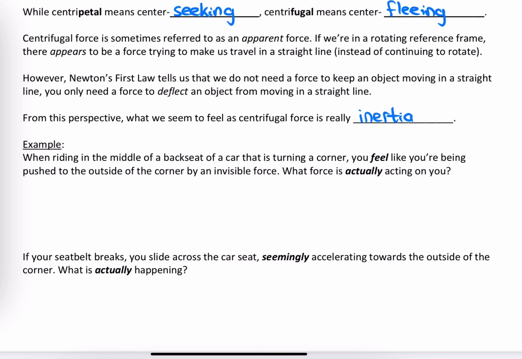Things don't need to be pushed to not go in circles. Things automatically want to not go in circles because of inertia. But if you're traveling in a circle and you see something near you leave that circle, it can seem or feel like that object felt a force, even though it didn't.